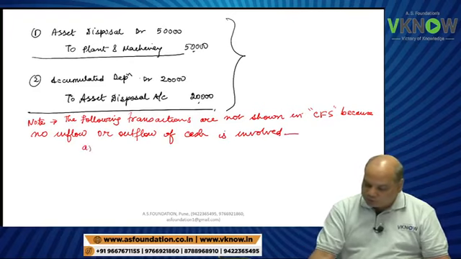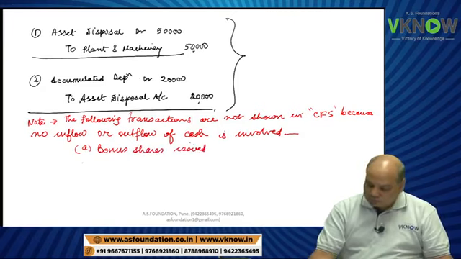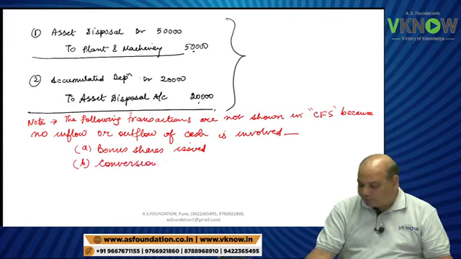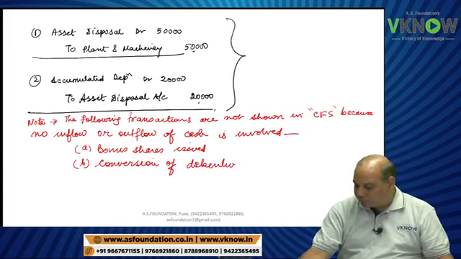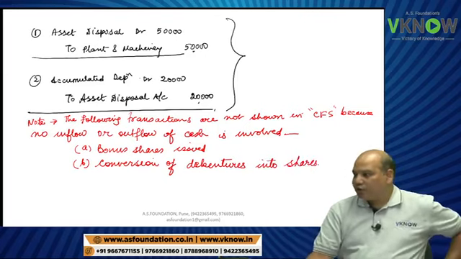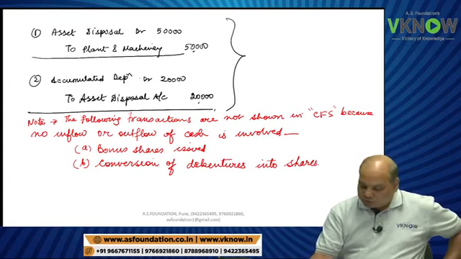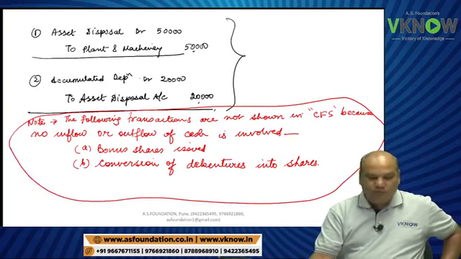And which are these two transactions? One is bonus shares issued, and second, conversion of debentures into shares. Conversion of debenture into share. So if you write this note, the institute will be happy. You will get good marks, full marks.